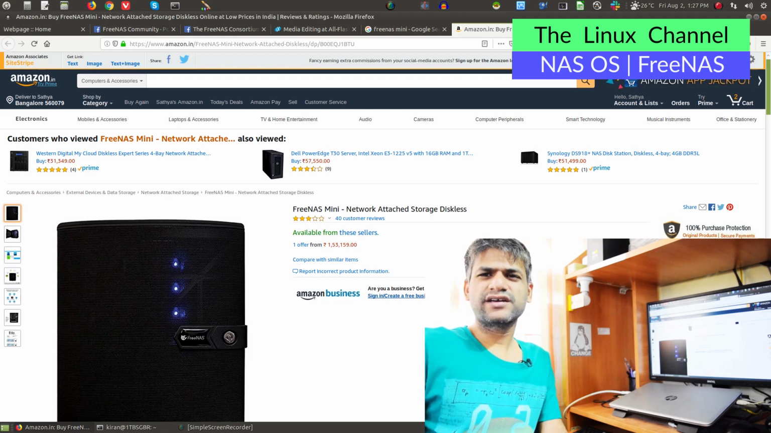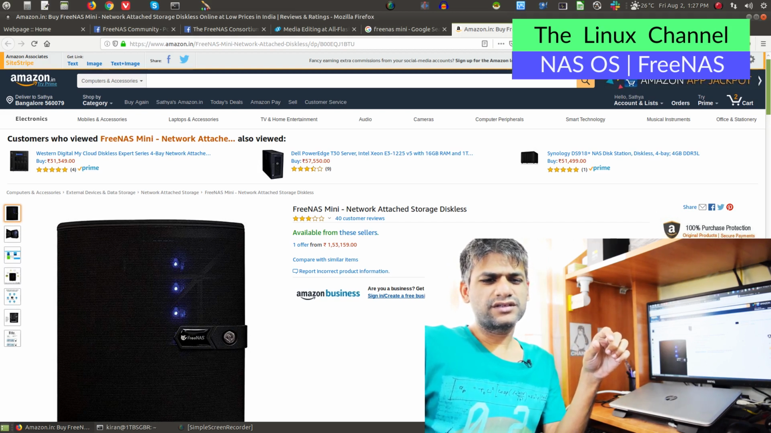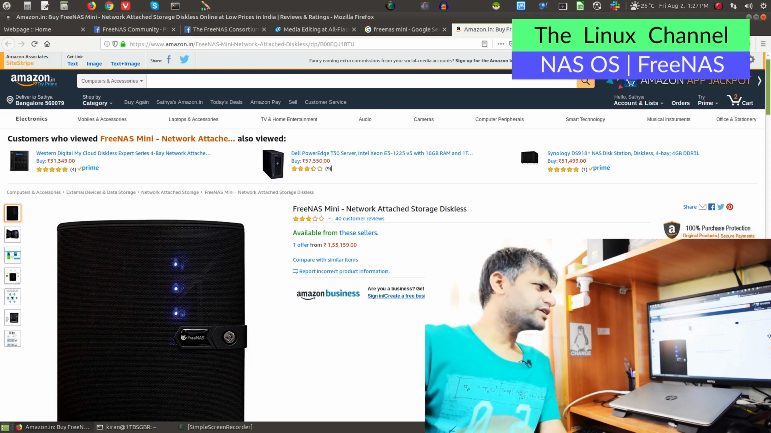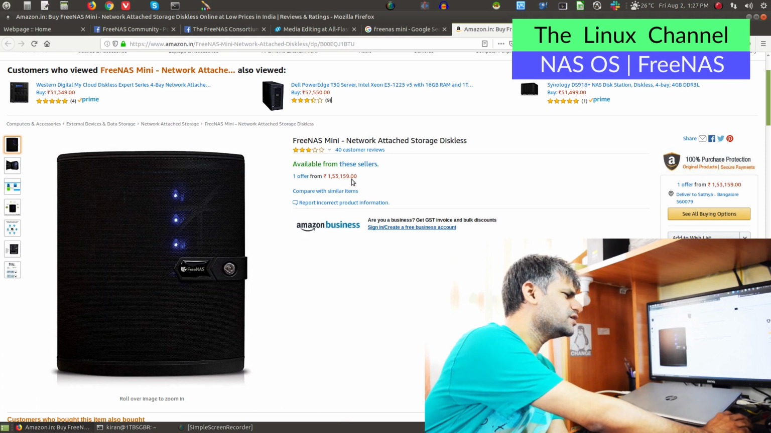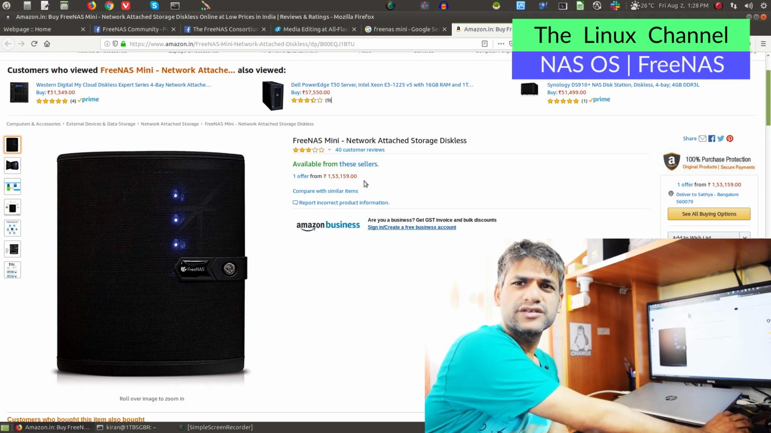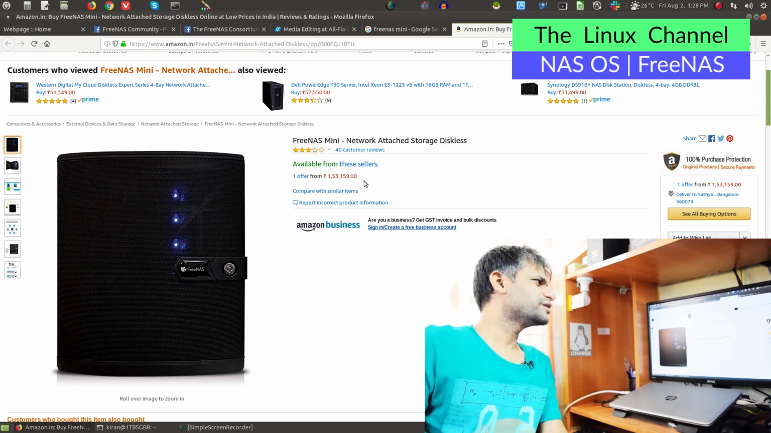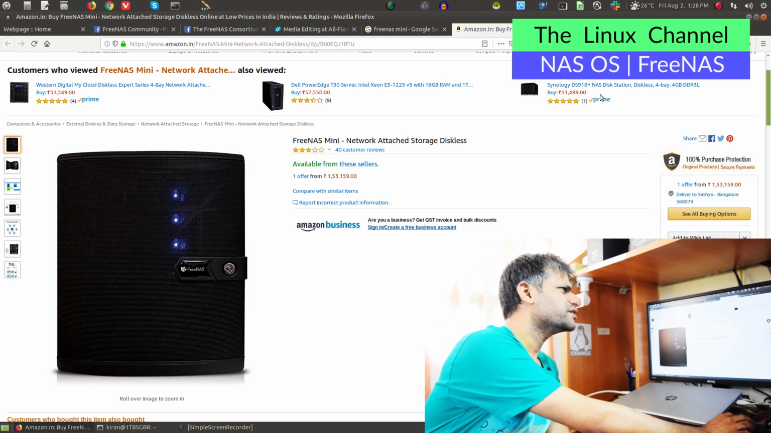When you buy any NAS hard drives, if it costs around $100 in the US, you need to shell out around $130 to $150, sometimes even 50% more. So when I compare the FreeNAS Mini, as you see here, it is quoted around 1,53,000, so around 153,000 Indian rupees.